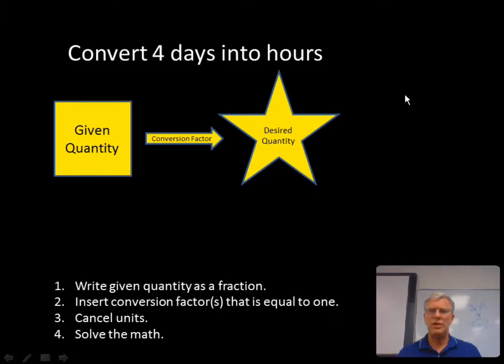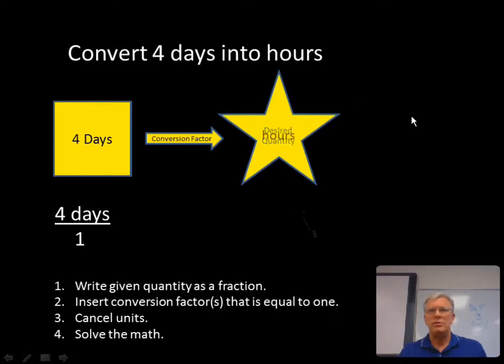Well, some of you can do that in your head. I know this is a fairly easy one, but let's just use this as a starting point. 4 days is our given quantity, and our desired quantity is going to be hours. So we want to convert 4 days into hours. There are 4 steps that I want you to follow whenever we do conversions using dimensional analysis.